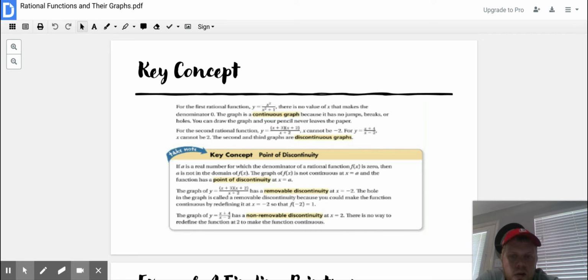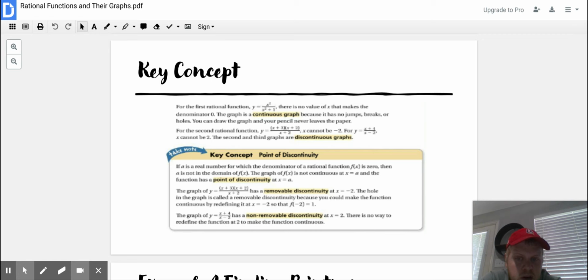All right. The graph of y equals (x plus 3)(x plus 2) over x plus 2 has a removable discontinuity at x equals negative 2. The hole in the graph is called a removable discontinuity because you could make the function continuous by redefining it at x equals negative 2, so that f of negative 2 equals 1. So again, if there is a hole in the graph, then we're going to call that a removable discontinuity.